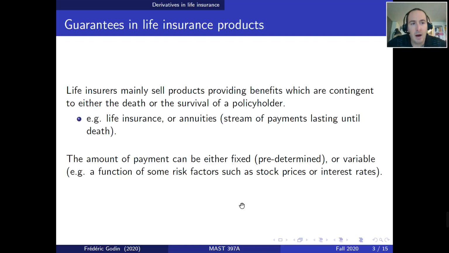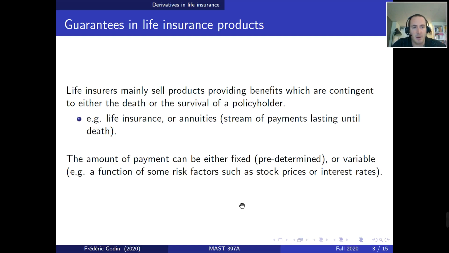So how are derivatives relevant to the business of life insurers? Well, to answer this question, we must first understand what life insurance companies issue as products. Life insurers mainly sell products to individuals which provide benefits that are contingent to either the death or the survival of a policyholder.